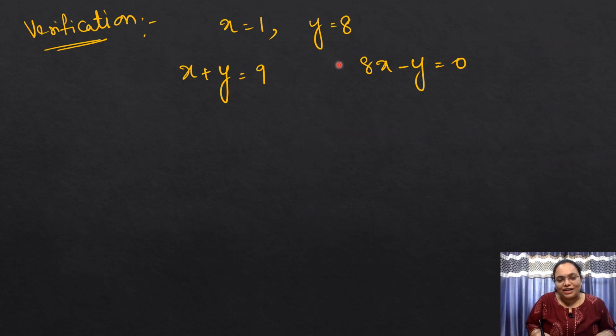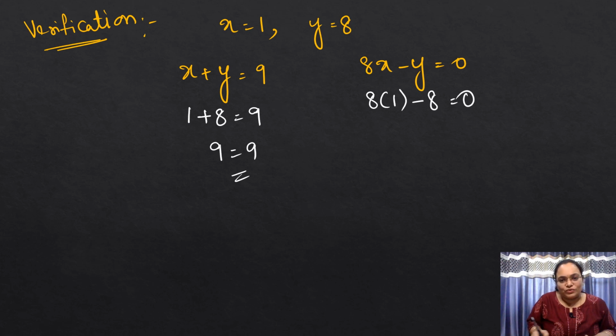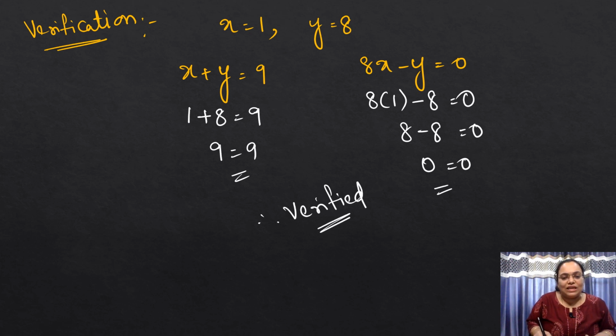So how do we do the verification? We will just substitute the x and y values in these two equations and see if it satisfies both the equations on both sides. Let us substitute. 1 plus 8 is equal to 9, 9 equals 9. It satisfies the equation on both sides. Let us do the next one. 8 minus 8 is equal to 0, 0 is equal to 0. So, the x and y values satisfy both equations on both sides, therefore verified.